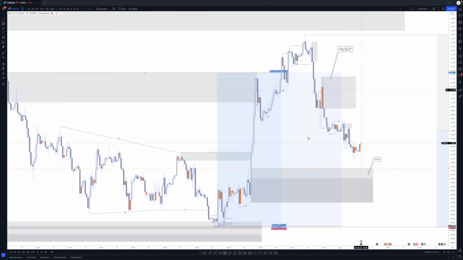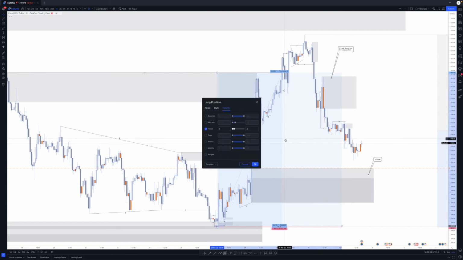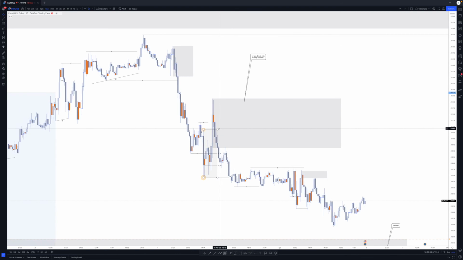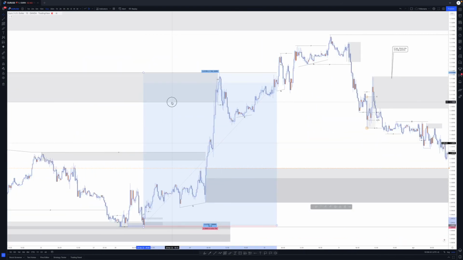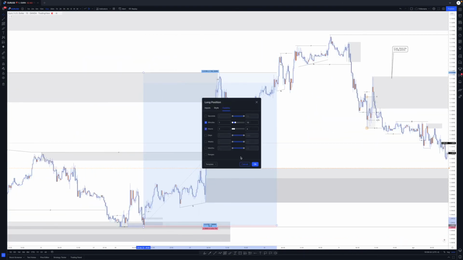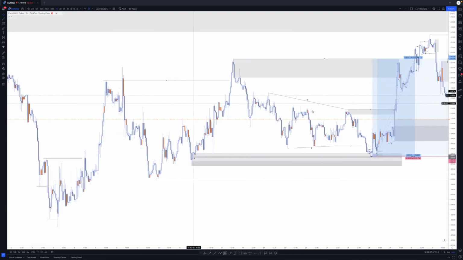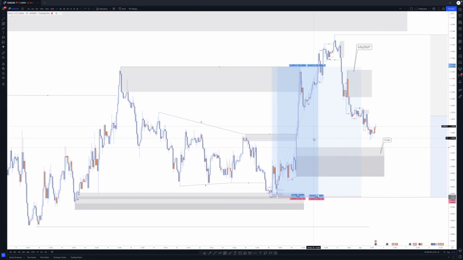Perfect. So if we go back to the H1 time frame, we can see this trade here. There we go. Okay, perfect. So we can see that one of our trades produced about 76.36%. The other one produced about 95.85%.